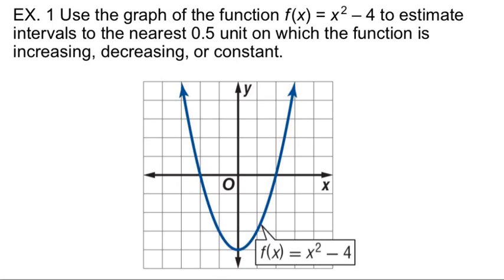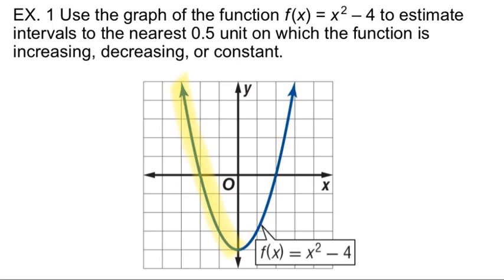Okay, so on example 1, it says use the graph of this function to estimate intervals to the nearest 1/2 unit on which the function is increasing, decreasing, or constant. So we're going to look at the graph and determine when it's increasing, when it's decreasing, or constant, and then we're going to give an interval to the nearest half unit. Okay, so that means we're looking at the x values on this graph and trying to narrow down where it's doing what. So I'm looking at this graph and I can see that there's 2 things happening.